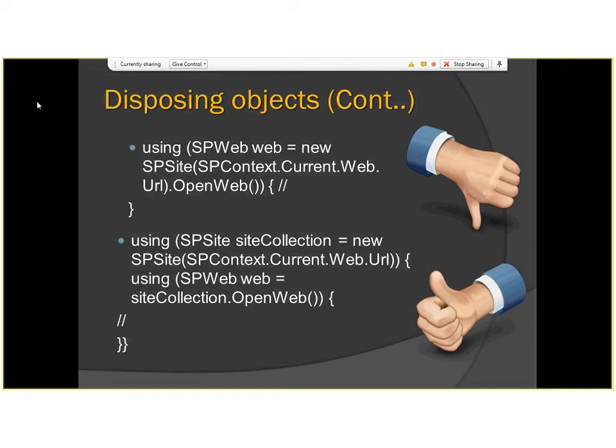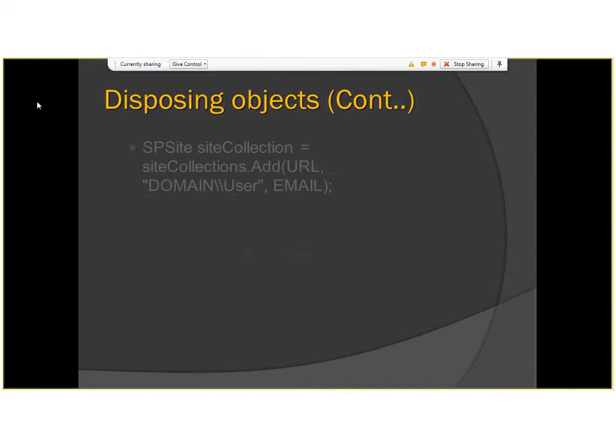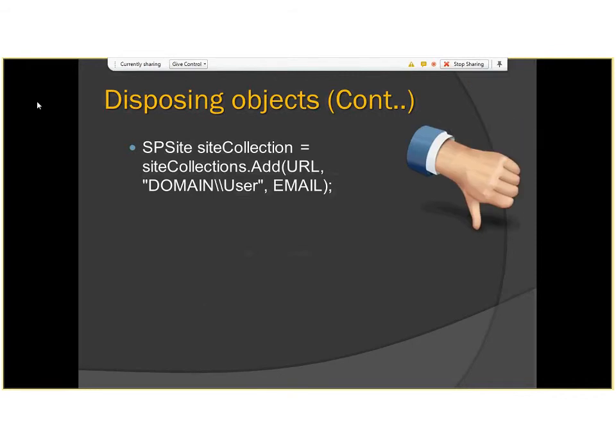For disposing, let's suppose that I want to create a site collection within my code, and I'm using SPSite collection.Add. I will give the particular URL for creating the site collection, the domain, then the primary site collection user, the site collection administrator, and the email address for this site collection administrator. You can see that I'm not disposing this site collection object.